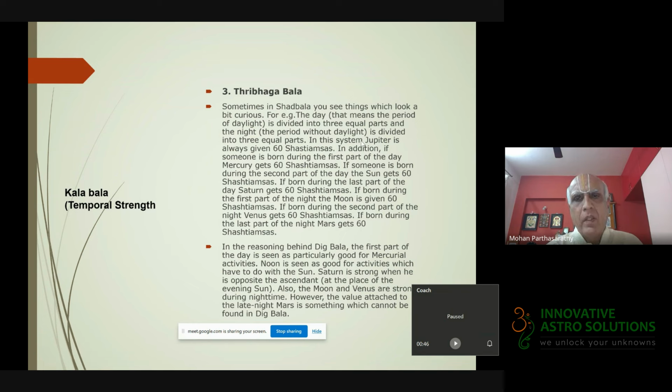So naturally, the benefits, Mercury, the person born in the daytime, the initial part of the day, he gets the highest Shashtiyamsas. So Saturn being malefic, if one is born in the nighttime, in the last part of the day, he gets maximum Shashtiyamsas. If a person is born in the first part of the night, the Moon is given 60 Shashtiyamsas. If a person is born in the second part of the night, Venus gets 60 Shashtiyamsas. And if a person is born in the later part of the night, Mars gets 60 Shashtiyamsas in the order.